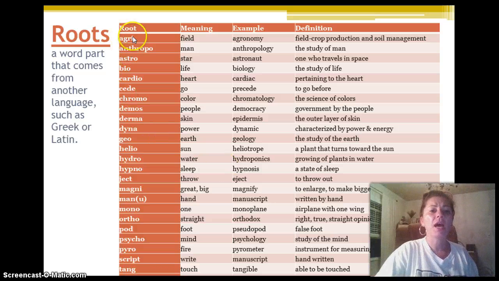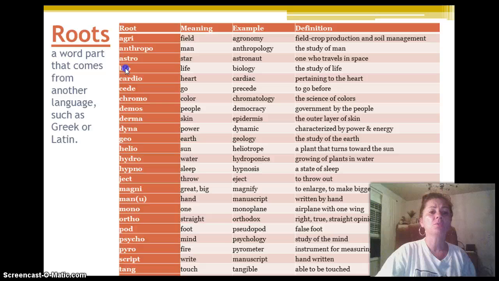So let's start up here with agri, A-G-R-I, meaning field. Well, that makes sense. We all know the word agriculture, right? And doesn't that have to do with field crop production? Agronomy has to do with soil management and field crop production. So you already knew that root, agri. You use it all the time in agriculture.